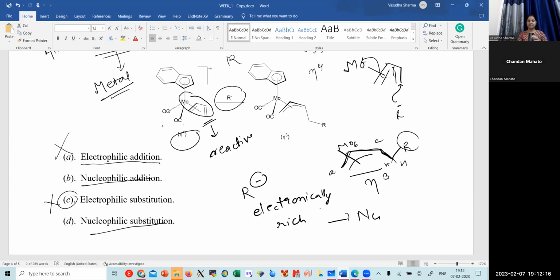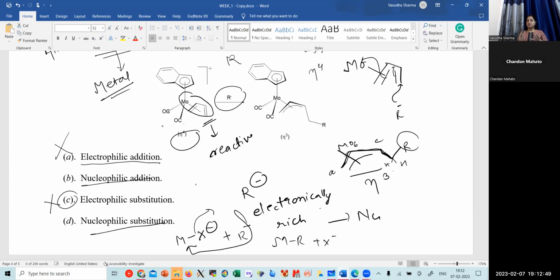Substitution, I told you, ma'am. If I have a halide, some X negative, coordinated with the metal, and if I'm giving R, so if it is attacking on this metal and X is coming out, what do we call it? This is basically substitution. Substitution is nothing but you are replacing one thing with the other. You are substituting one thing with the other. So that is called substitution.